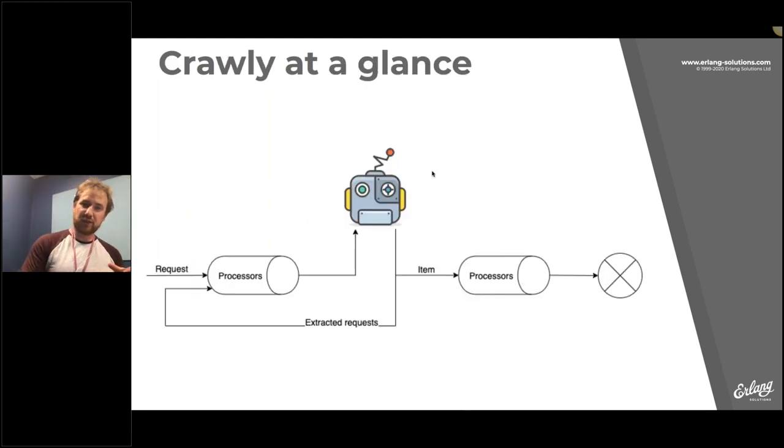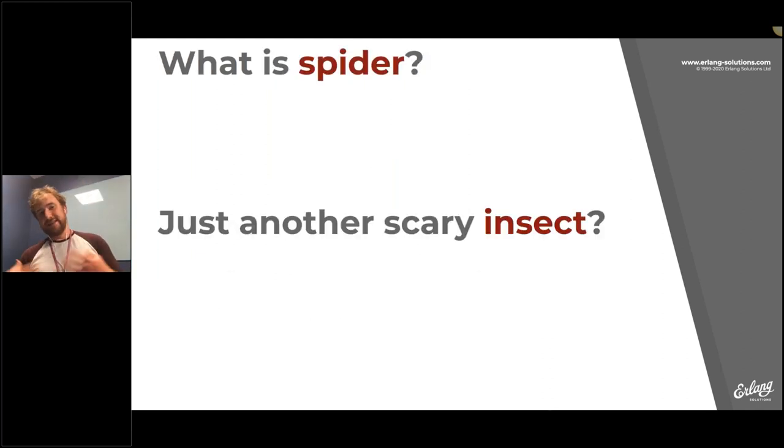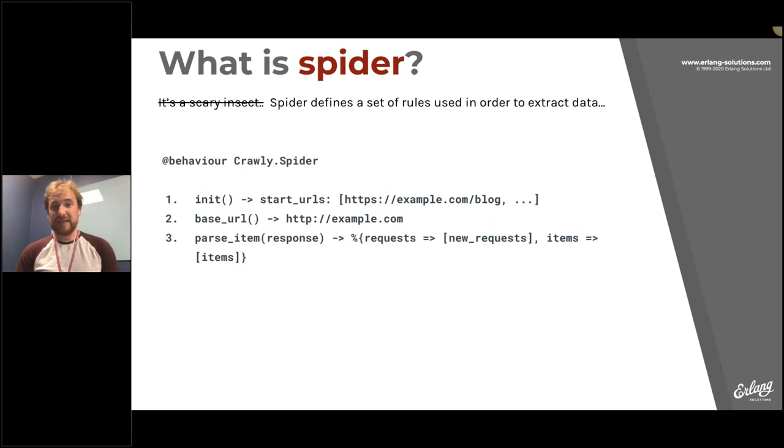Another thing, when I was showing this robot, basically I was trying to explain it's like a robot which knows how to extract the data. And the data is being extracted with the help of the spider. You will ask, what is a spider? Is it an insect or what? This term came from the Scrapy world again. And the idea here is that a spider is like a robot which sits on the web, on the internet, and jumps from one web page to another, like from one link to another. So that's the idea. From the Elixir point of view, a spider is a behavior which implements three callbacks.